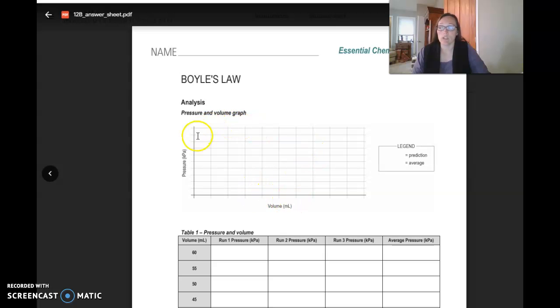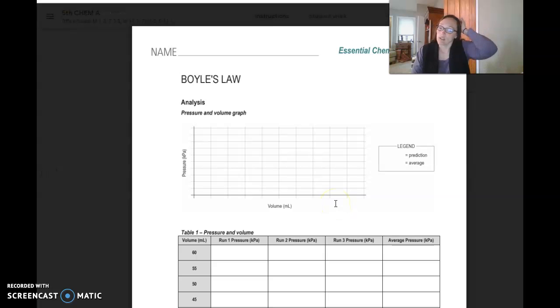For the first sheet, the first thing you're going to do is predict what you think is going to happen to the volume if you change the pressure, or what's going to happen to the pressure if you change the volume. You're going to draw a graph. Do you think that as the volume increases, the pressure decreases? Or as the pressure decreases, the volume increases? Or as the pressure increases, the volume decreases? You need to decide, and you're going to draw a line.